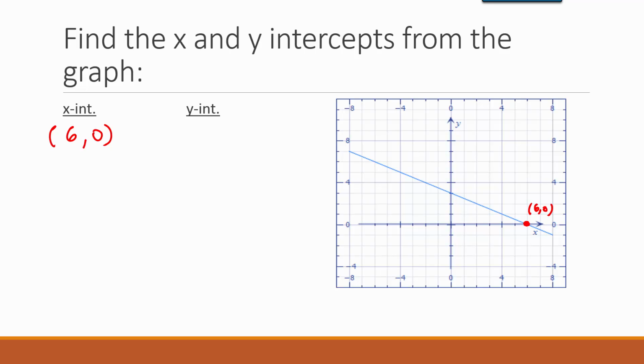Now the y-intercept is where the line crosses the y-axis. So on my y-axis, I see that my line crosses right here at that point. And remember, every y-intercept has an x-coordinate of 0, which means we don't go left or right to get to the point. We just go up or down. In this case, we go up 1, 2, 3 places. So my y-intercept is (0, 3). So very simply, every x-intercept has a y-coordinate of 0. Every y-intercept has an x-coordinate of 0.